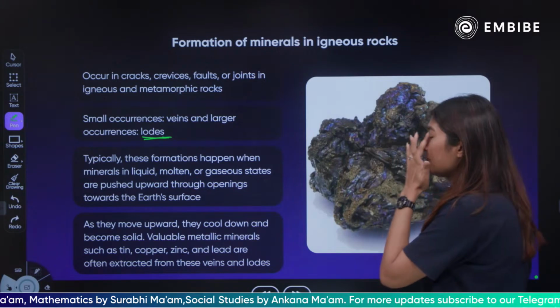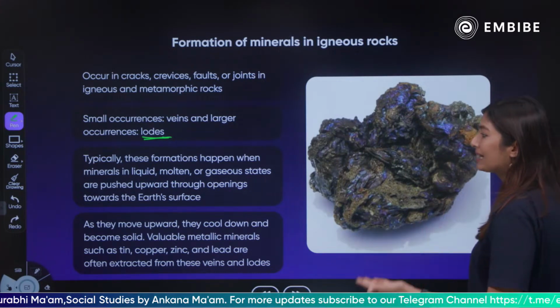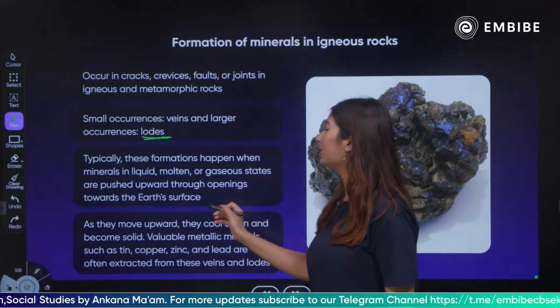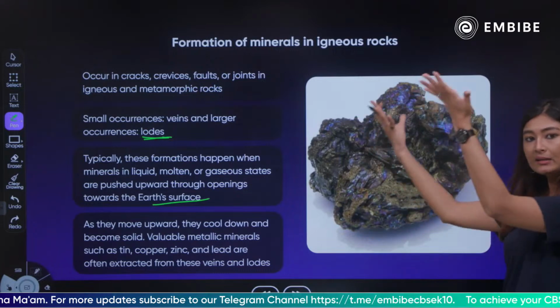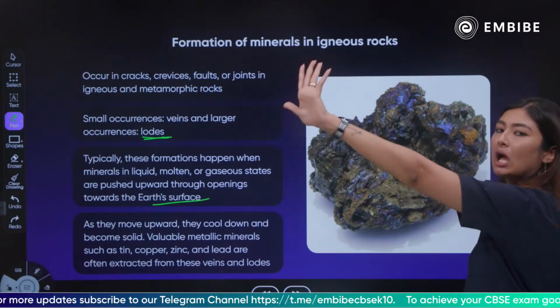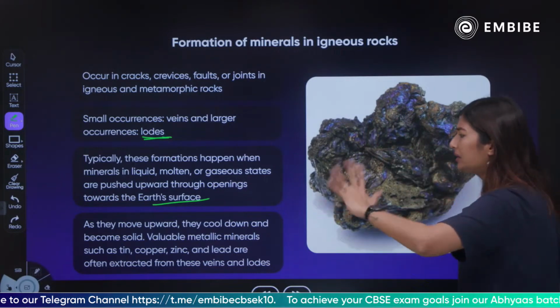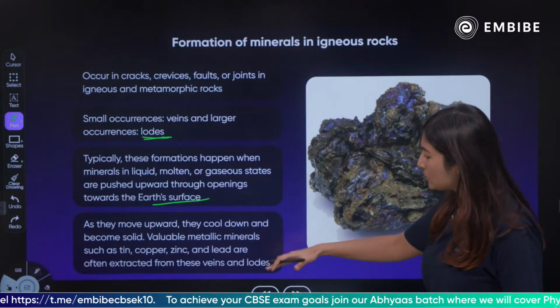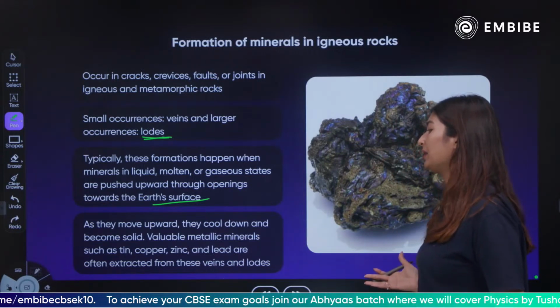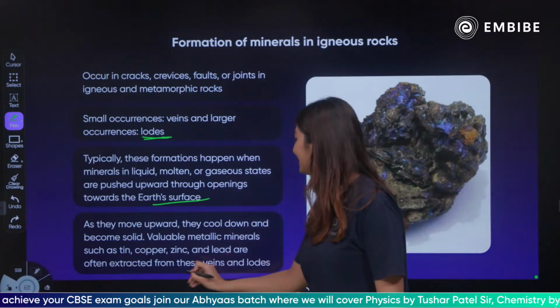lodes. Okay? So these formations happen when we know minerals in liquid, molten or gaseous state are pushed upward through opening from the earth's surface. तो ये कब होगा? जब अंदर धरती के surface से, from the earth's surface, it's pushed out in whatever state, liquid, gas or solid, doesn't matter. As they start moving up, they cool down, become solid. Valuable metallic minerals like the tin, copper, zinc, lead, they are often extracted from these veins and lodes.